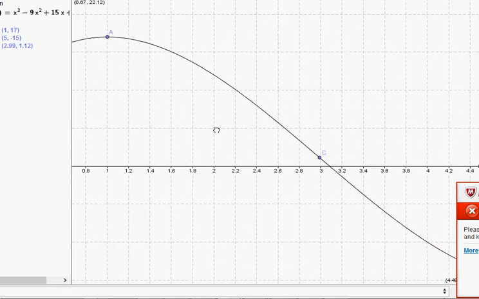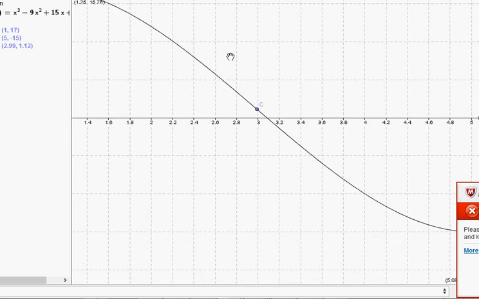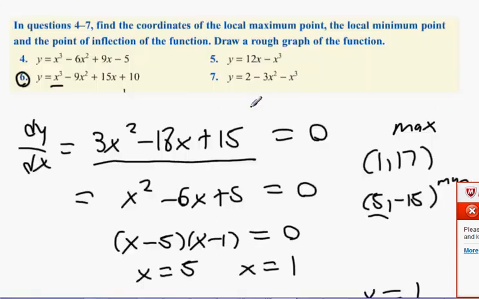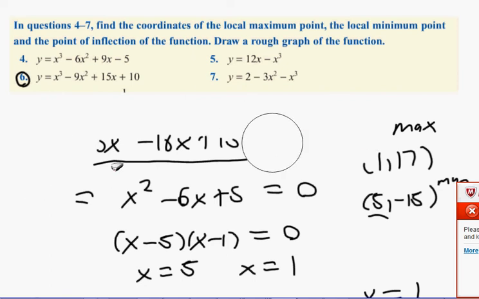What exactly is a point of inflection? It's where it's currently bending this way, and now it's bending this way. It's the point at which the curve changes from concave up to concave down. Okay? Alright guys, one more for the row.